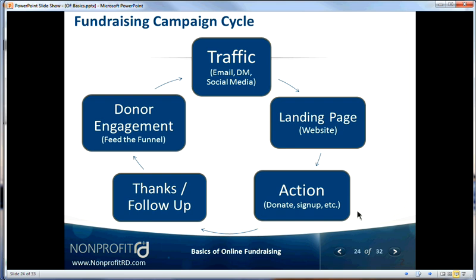Now, what's funny is this is where a lot of nonprofits will stop with their campaign. They've driven traffic to it. They got them to the website. They got them to donate. Yay, we're done. If you notice on here, that's only half of our fundraising campaign cycle. Now the important part comes of following up. We thank them for their donation, and we follow up with them throughout the year.